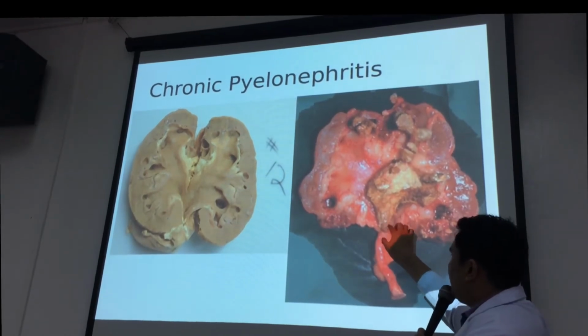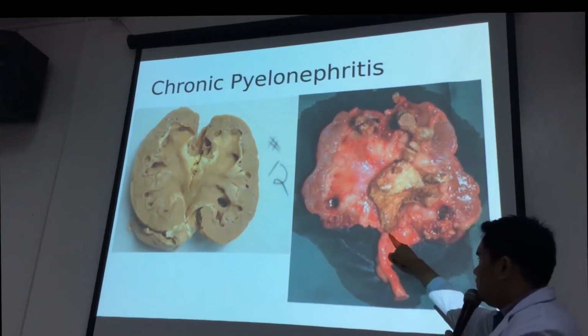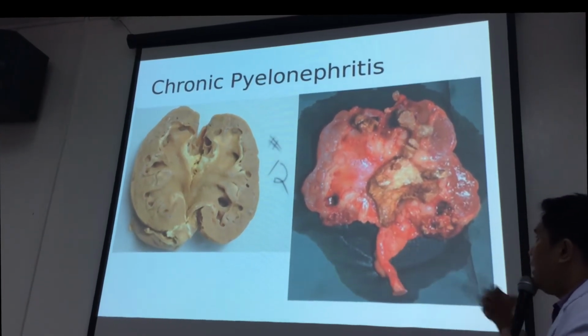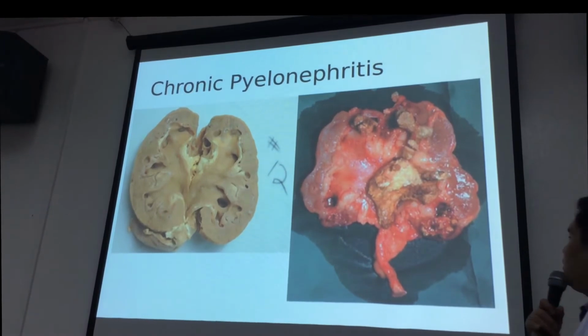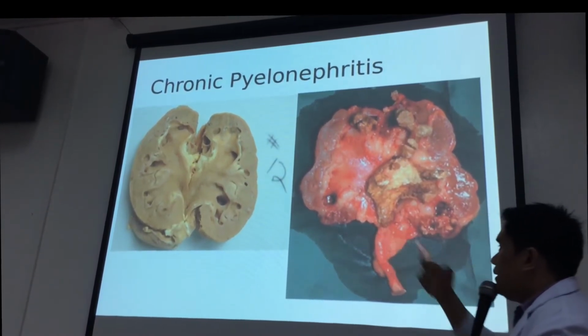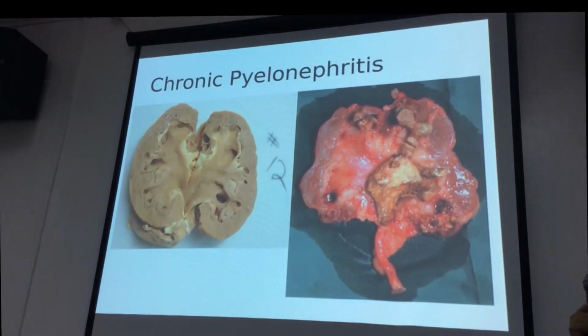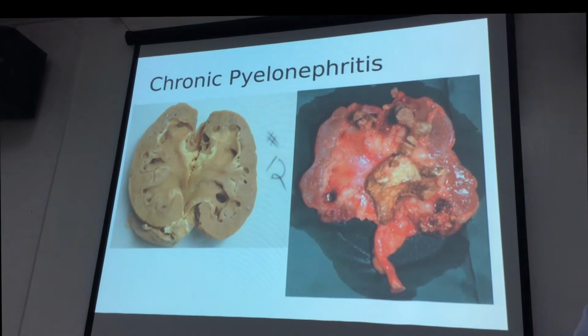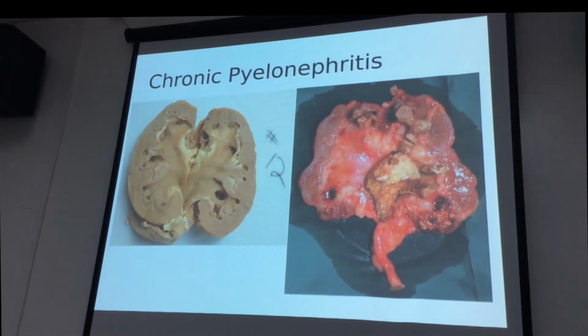So a portion of the staghorn calculus blocks the outlet of your ureter, the upper part of your ureter, so that the renal medullas are being obliterated and you will have a very thinned out renal cortex. So by this time, the kidney is very small.